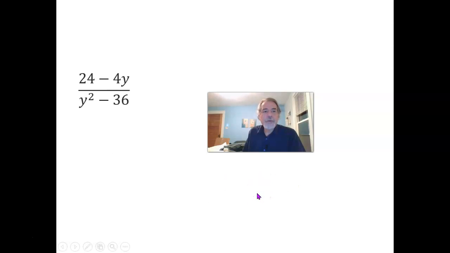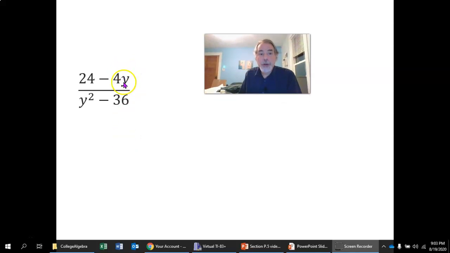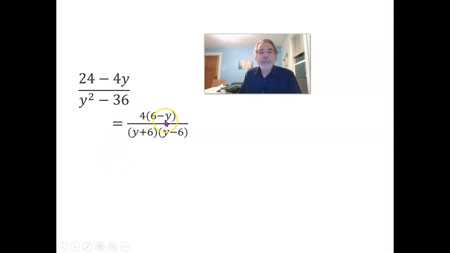How about this one? 24 minus 4y over y squared minus 36. Okay, start by factoring the numerator and the denominator. On top, we factor out a 4 times 6 minus y. On the bottom, this is a difference of two squares, y squared minus 6 squared, so it factors into y plus 6 times y minus 6. Do you see anything we can cancel? Well, I see a 6 minus y on top, and I see a y minus 6 on the bottom. Are those the same thing?